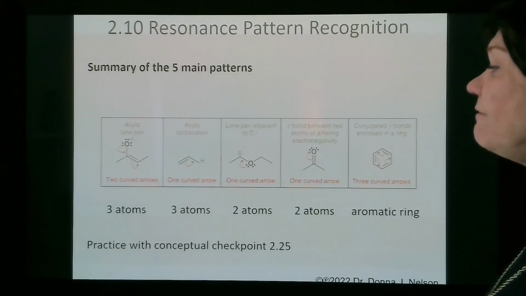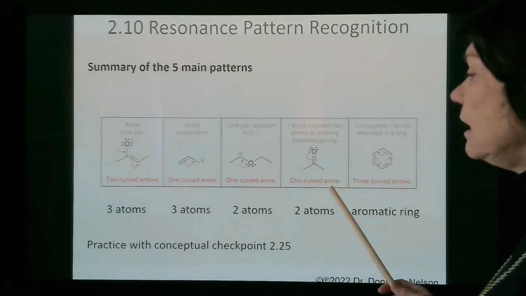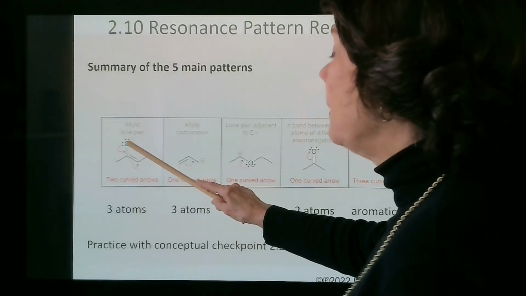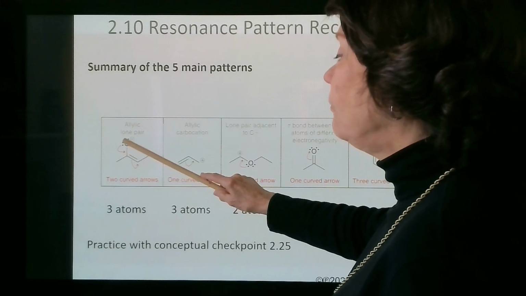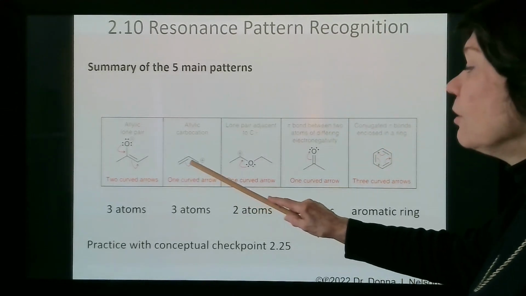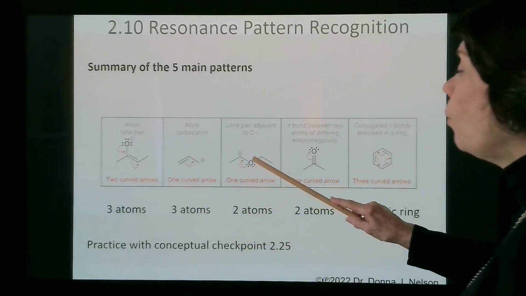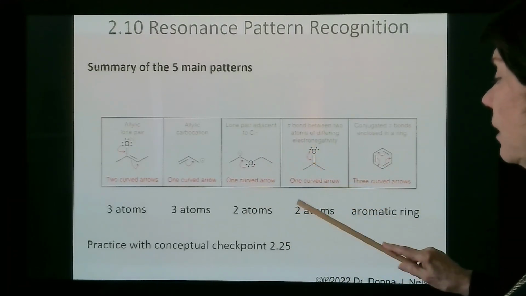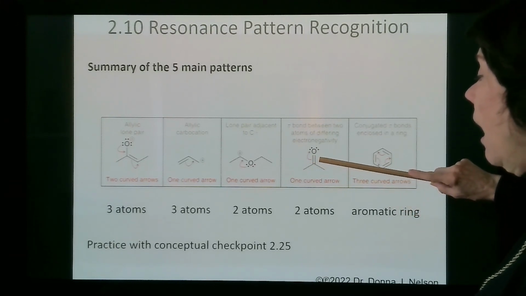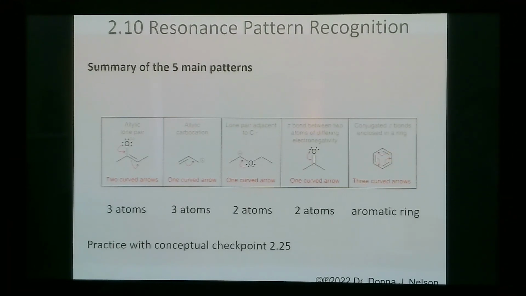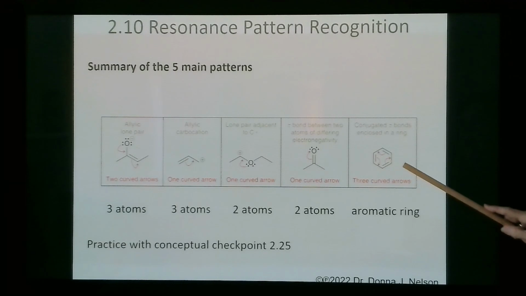The summary of the five main patterns is shown here. These are the ones that we went over. This involves three atoms. We just discussed this. The pair of electrons moves in, that pair of electrons moves down. Here, one arrow is needed. Here, one curved arrow is needed for these two atoms. One curved arrow is needed to depict the resonance structure for these two atoms. And here you have three curved arrows needed in this aromatic ring. So this is a summary of what we just covered.